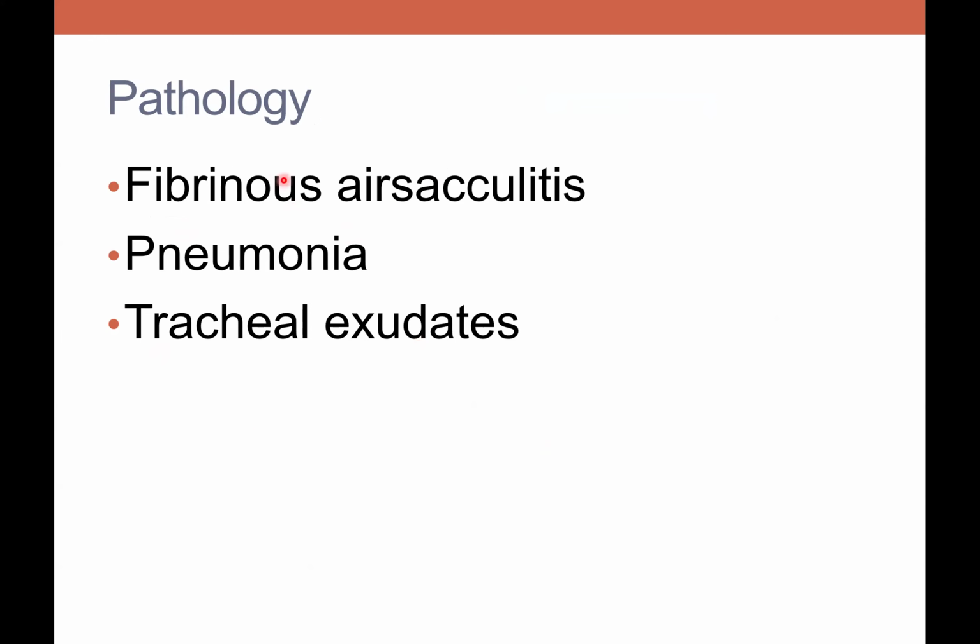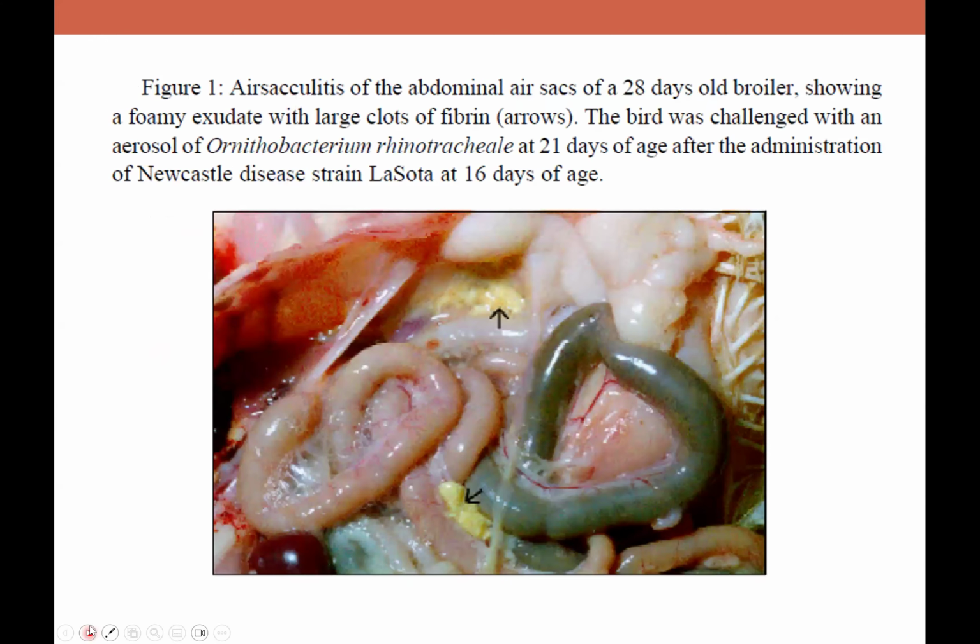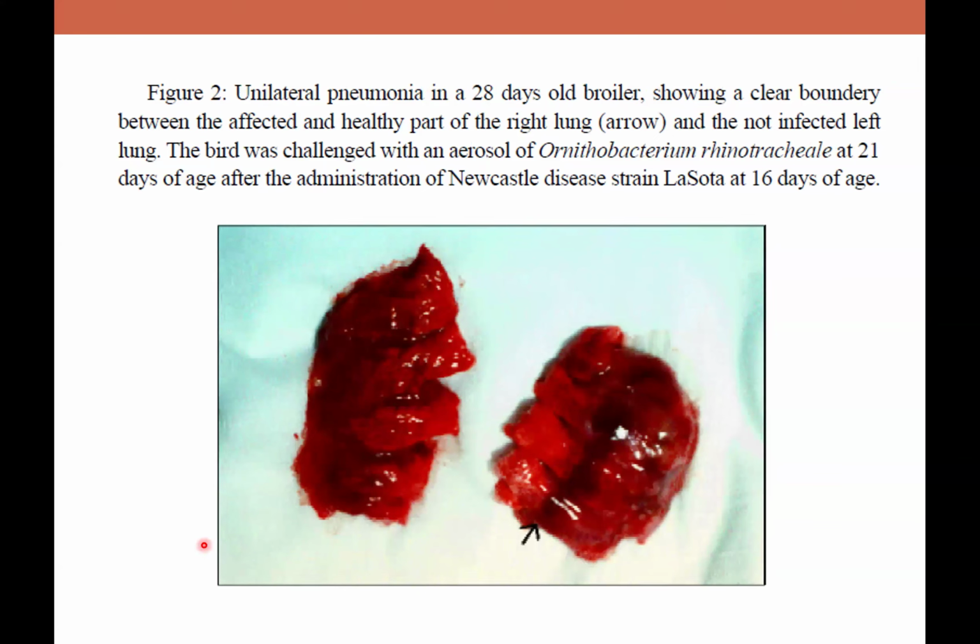So mostly this is the pathology. We mentioned that earlier, and this is what it looks like. So earlier we said, di ba, there are yogurt-like exudates in the abdomen or in the abdominal cavity. And this is the fibrin clots that were being described earlier. So there is airsaculitis, and this is in a 28-day-old broiler. Then we also see the pneumonia.